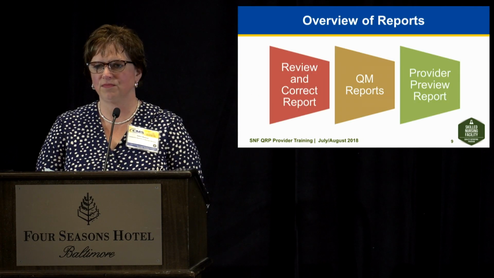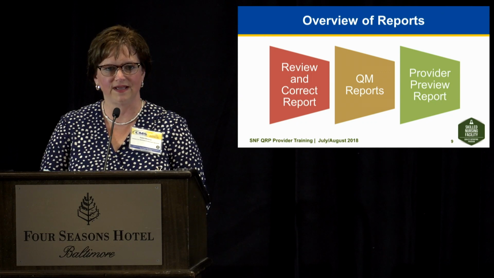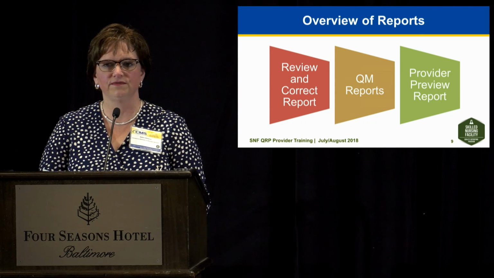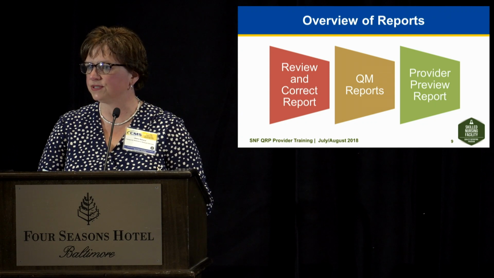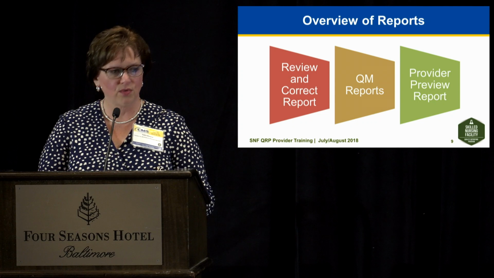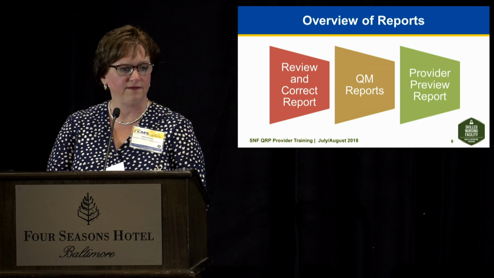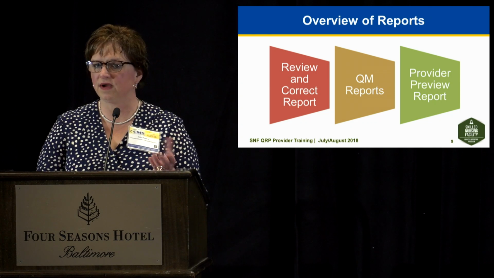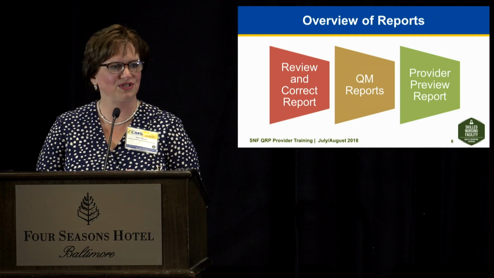Let's now take a moment and delve into the SNF QRP reports that are available to you. There are 3 types of reports. There is the review and correct report, the QM or quality measure reports, and the provider preview report. We're going to review how the data on these reports are eventually posted publicly on the Nursing Home Compare website, and how you might be able to use these reports in your quality improvement activities in your facility.